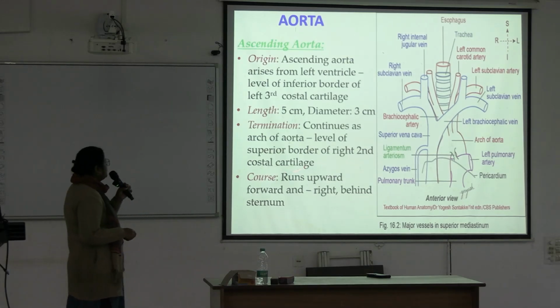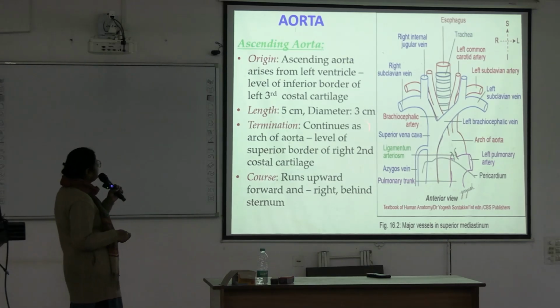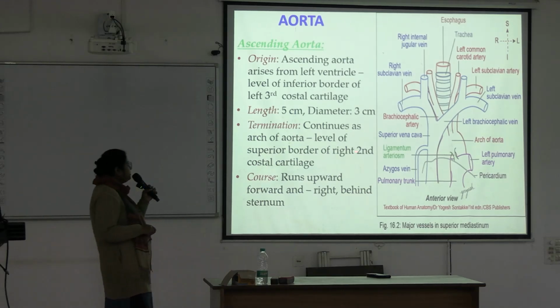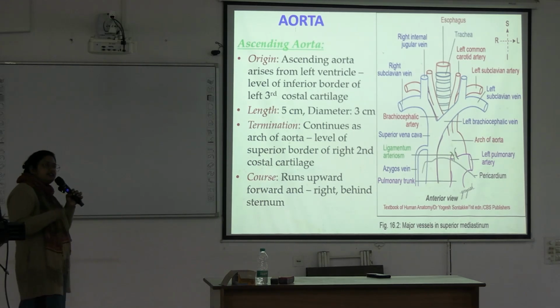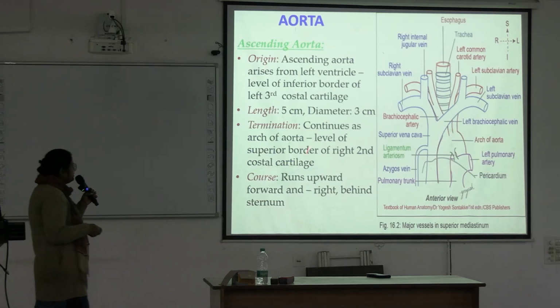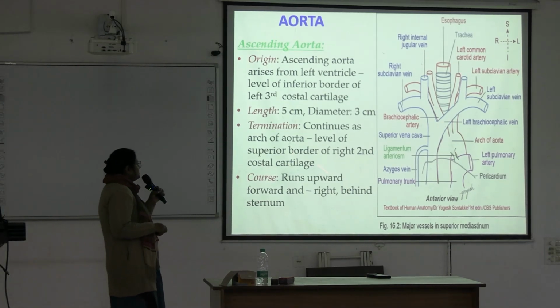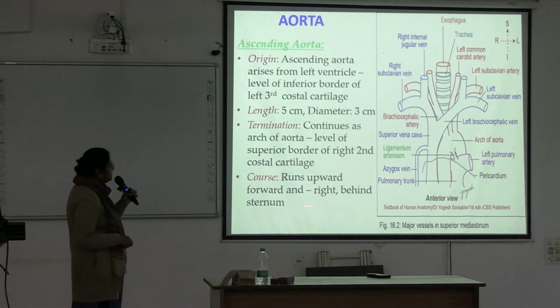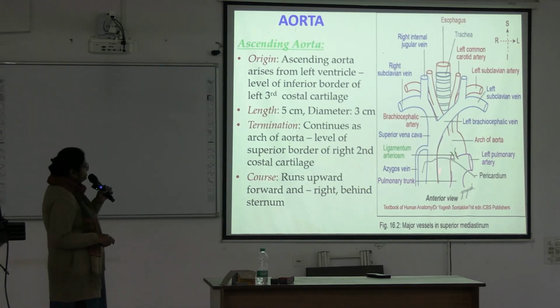Okay. So for termination, the ascending aorta continues as the arch of aorta at the level of the superior border of the right second costal cartilage, that is the sternal angle level. In its course, it runs upward, forward, and to the right behind the sternum. Okay. So this part is the ascending aorta, then it continues as the arch of aorta.